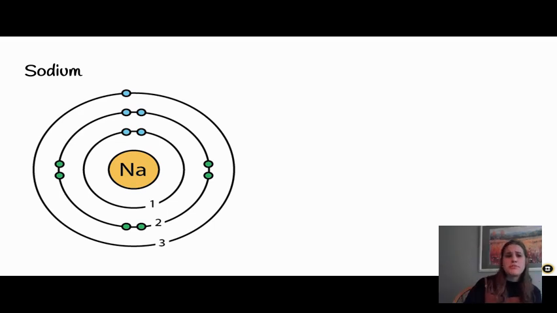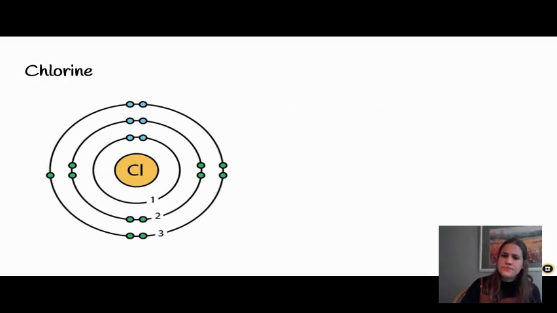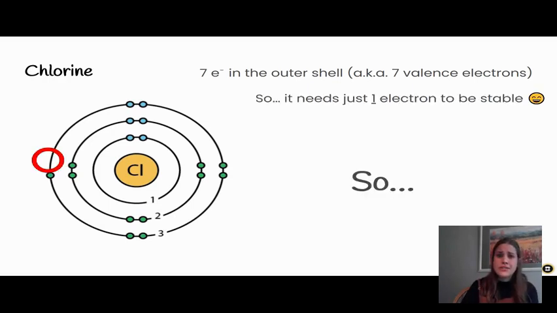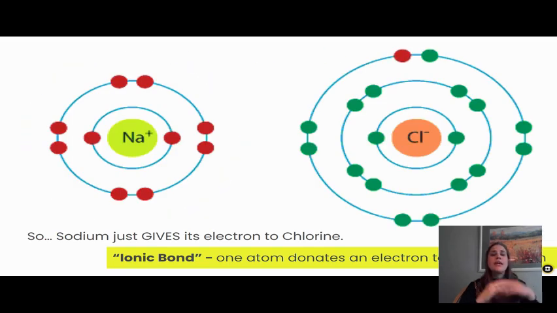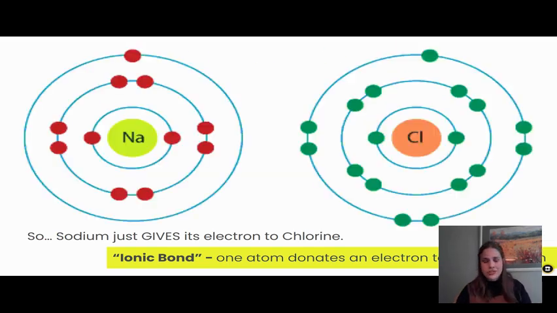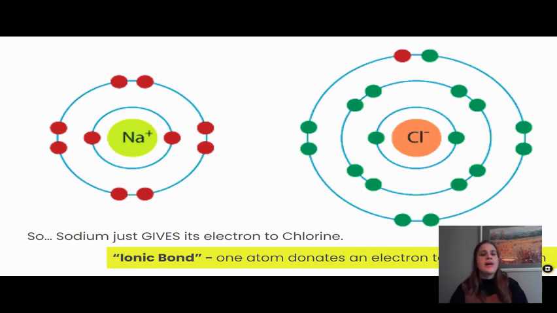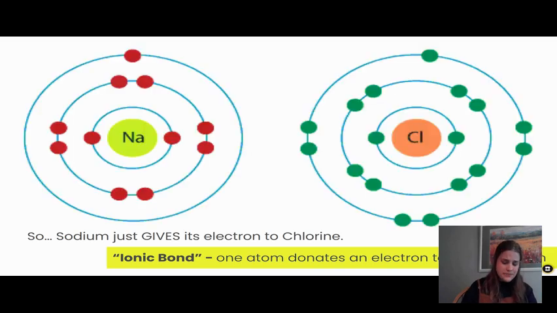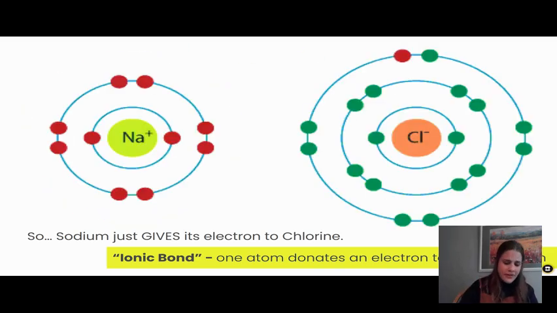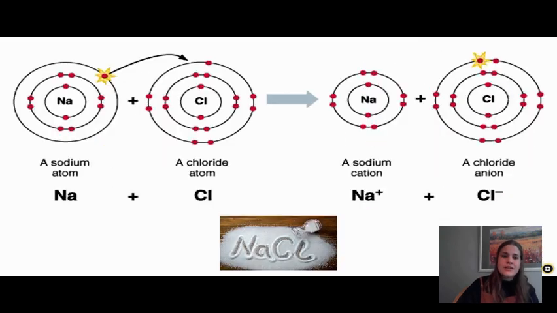And then we talked about sodium. And sodium only has 1 electron in its outer shell. Chlorine has 7 in its outer shell, and it only needs 1 more. So it's going to be just easier for sodium to give chlorine its electron to complete chlorine. And so what that means is that this has formed an ionic bond. Now, an ionic bond, they're not physically tied to each other. What's going on here is it's just donating its electron.